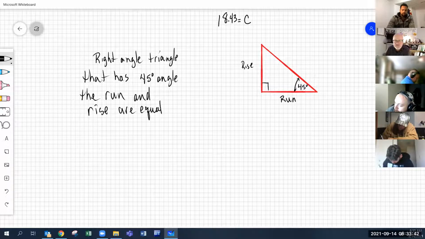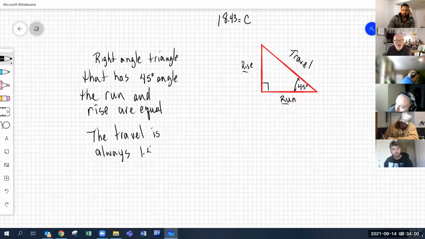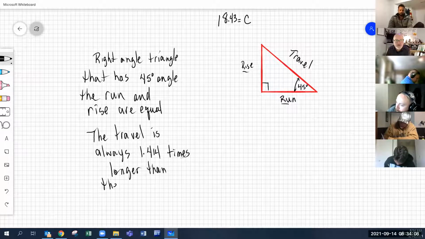Now, if the rise and the run are equal, then the travel in a 45-degree right angle triangle is always 1.414 times longer than the run or rise.